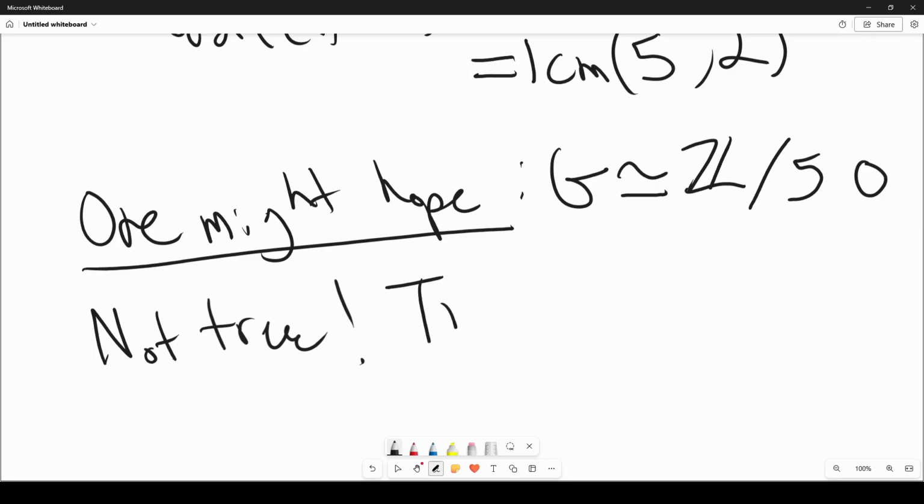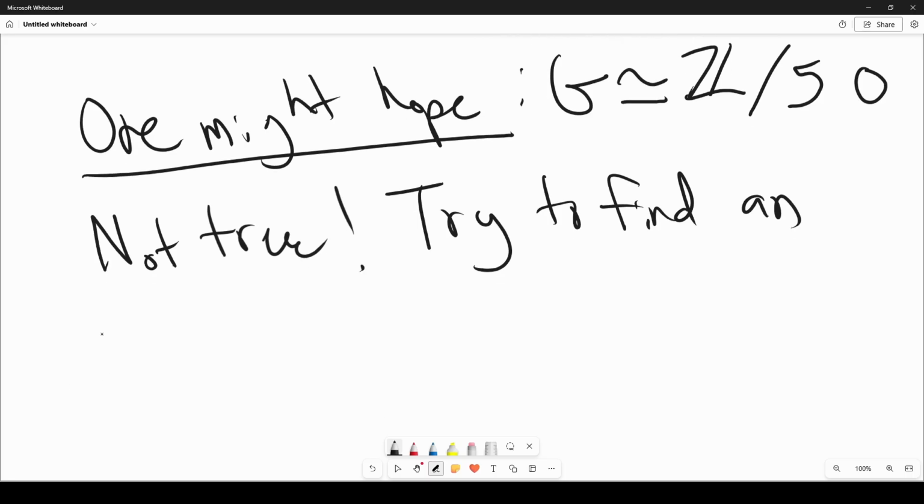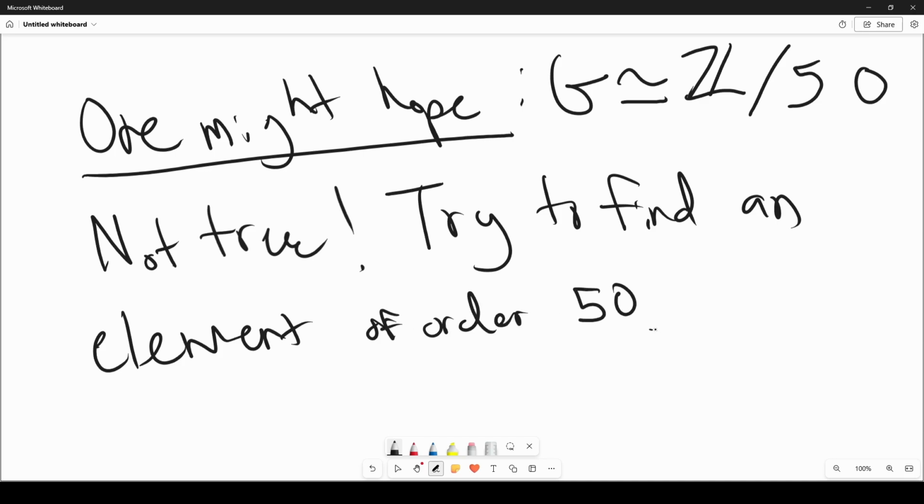If you try to find an element of order 50, which would then make it Z mod 50, you can't. I recommend you try this on your own, but you'll find that no matter what combination of elements you choose in Z mod 5 and Z mod 10, none of them will get you to order 50. If you can't get order 50, then you can't get Z mod 50.